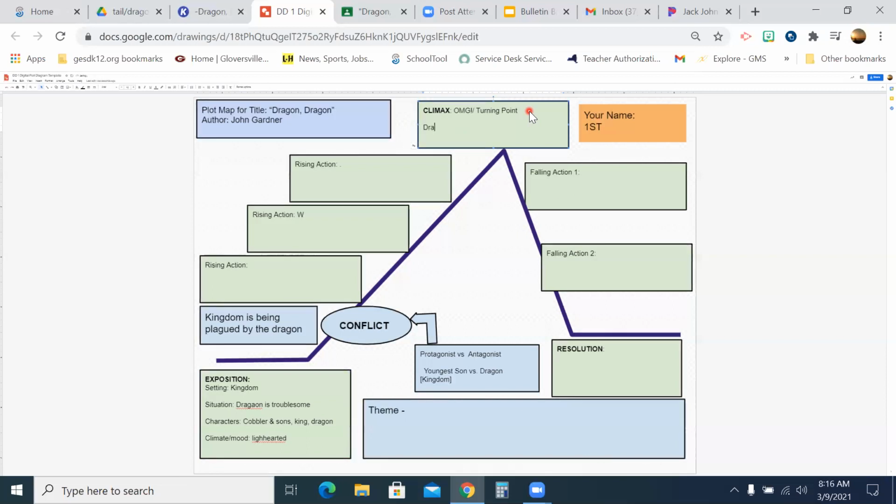Okay. Dragon. Spell dragon right, Miss Jost. Is slain. I'll put dies in parentheses in case we don't know what that word means. It's okay. All right. And then what's the resolution?